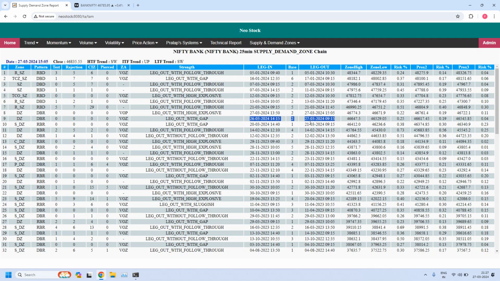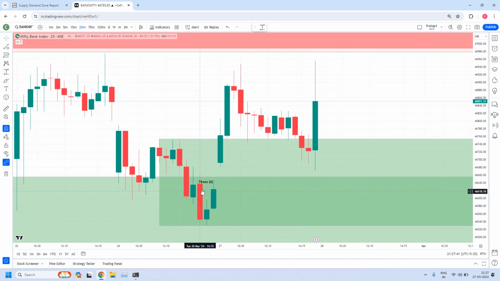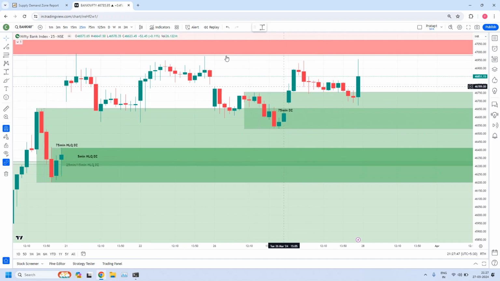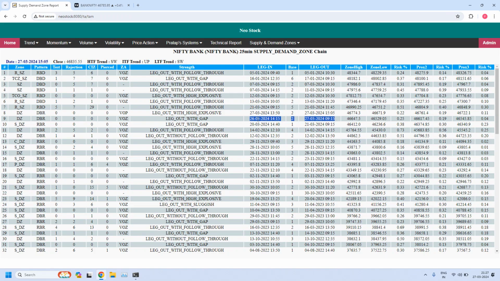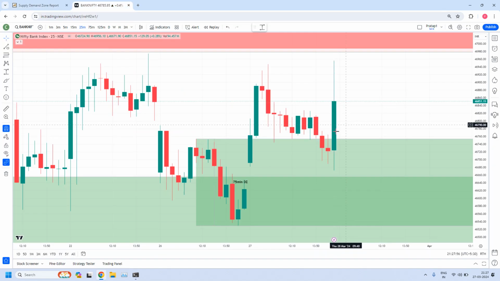This is the one. Two base candles. Here, we have a drop, two base candles and a rally candle with a gap. So it's a fine-tuned zone. There is one more, 1352 base candles. Here, this is again two base candles and again a rally. Here another 25 minute zone is created.